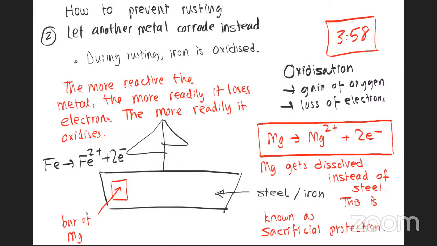Because magnesium is oxidized, it gets dissolved and therefore it is ruined. But then the steel or iron remains protected. So this is known as sacrificial protection: placing a more reactive metal near the less reactive metal so that the more reactive metal gets damaged instead of the less reactive metal, such as iron. All right.